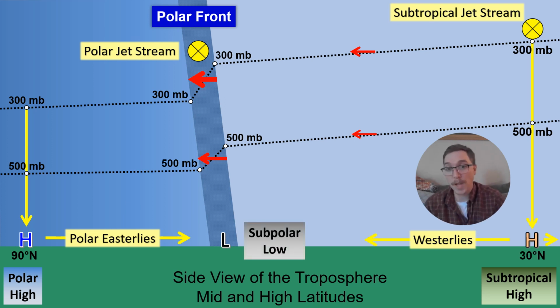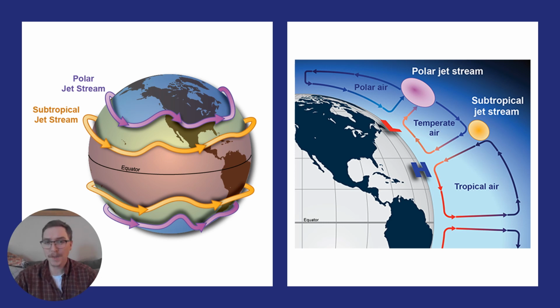At the surface, we have a subpolar low, air rushing in to fill that low pressure void from the high pressure systems on either side of it. All right, now our jet stream. So jet streams are these relatively narrow bands of strong wind in the upper levels of our atmosphere. We can see two examples of them here, just two little diagram schematics.